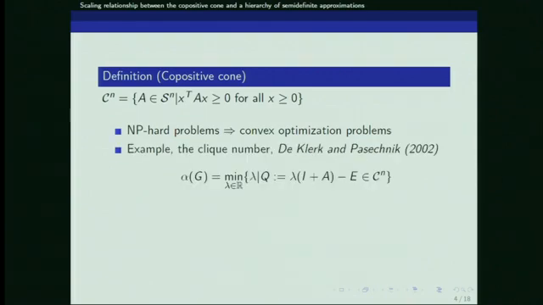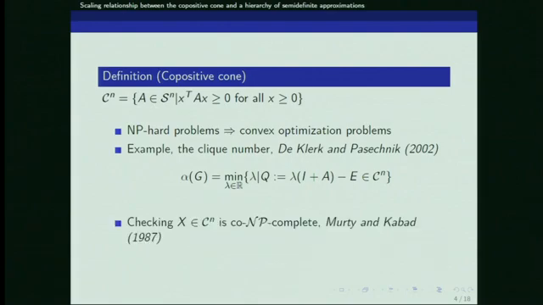Another good example is this one by de Klerk and Pasechnik for the clique number. Here you really only have one variable, and your only constraint is that some matrix has to be in the copositive cone. This matrix is lambda times the identity plus the adjacency matrix minus the all ones matrix. Considering that this is one variable and your only constraint, that already implies the complexity of checking this membership, because checking this is co-NP-complete, which is a result by Murty and Kabadi.